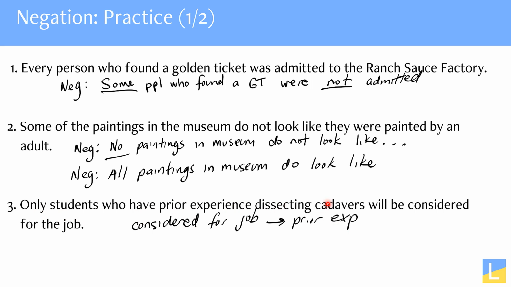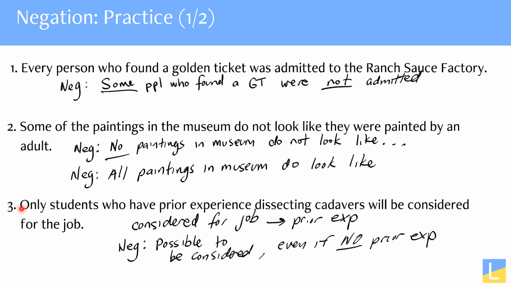So if you are considered for the job, then you must have prior experience. And the way to negate a conditional statement like this is to say that the sufficient condition is possible even if you don't have the necessary. So you can be considered for the job even if you do not have prior experience. Or in other words, there will be people considered for the job who do not have prior experience.